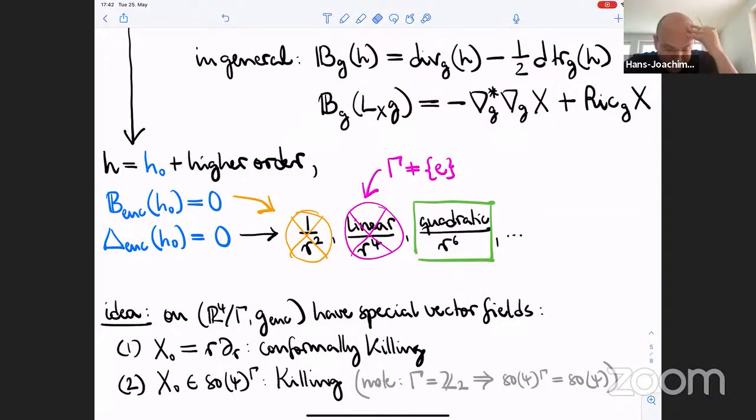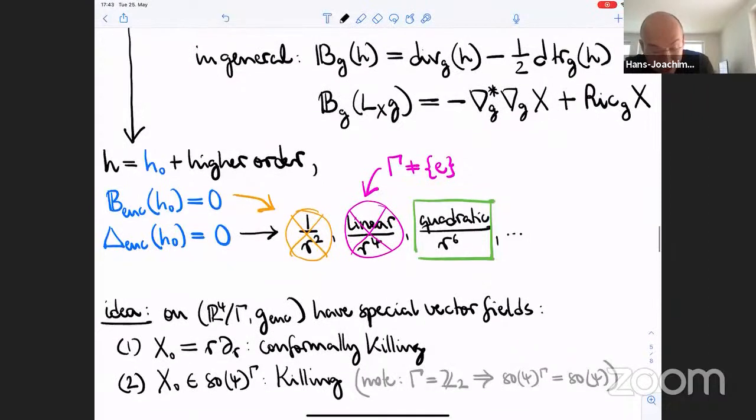As a small side remark, this is everybody's favorite case: if your finite group is Z2, so for example what you see in the Eguchi-Hanson metric, the smallest possible non-trivial group, then the space of invariant elements of SO4 is just all of SO4. Of course, if your only non-trivial group element is minus the identity, that's going to preserve every linear vector field, so in particular every infinitesimal rotational isometry of the flat metric, where you have to fix the origin.